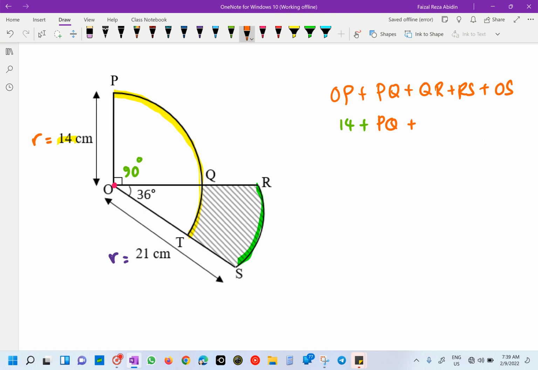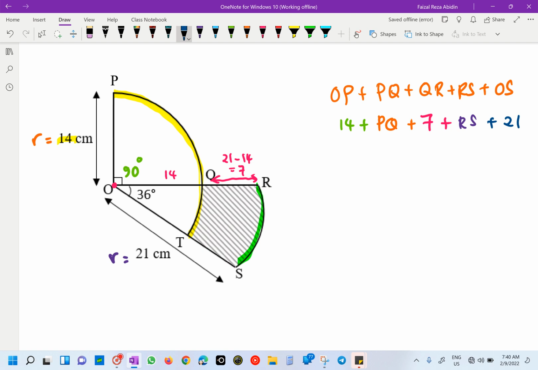Yes, because from O to Q here is going to be 14. So it means that the remaining over here we are going to take from 21 minus 14. You are going to get 7 for QR here. RS, that one also we are going to find. And last but not least, that is going to be 21. OS is 21.